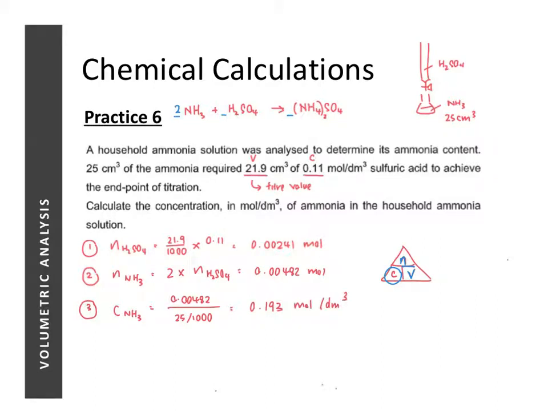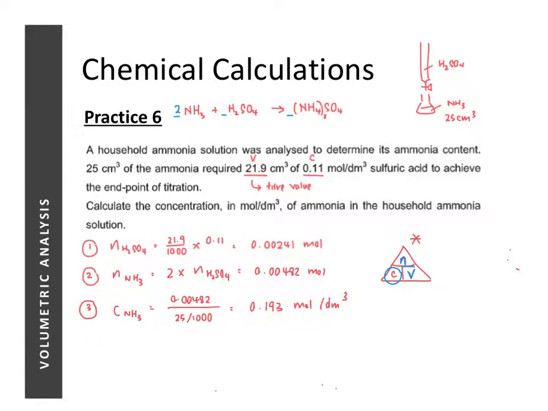Okay, so two things to take note of here when performing chemical calculations involving titration. First thing is that we can use the 3C approach. And second thing is that we will most likely, 90% of the time, be using this particular triangle because we are looking at solutions.